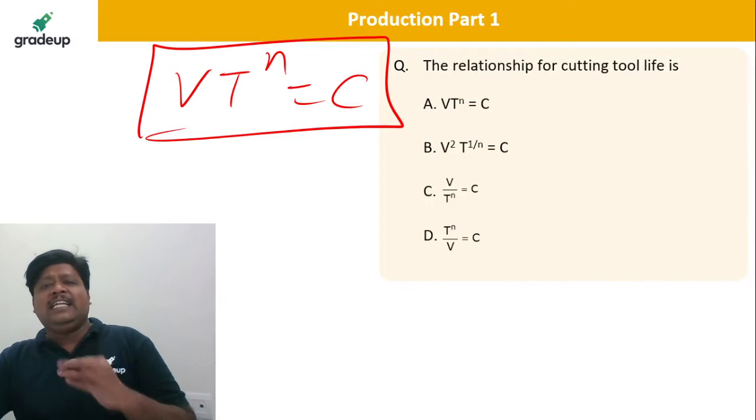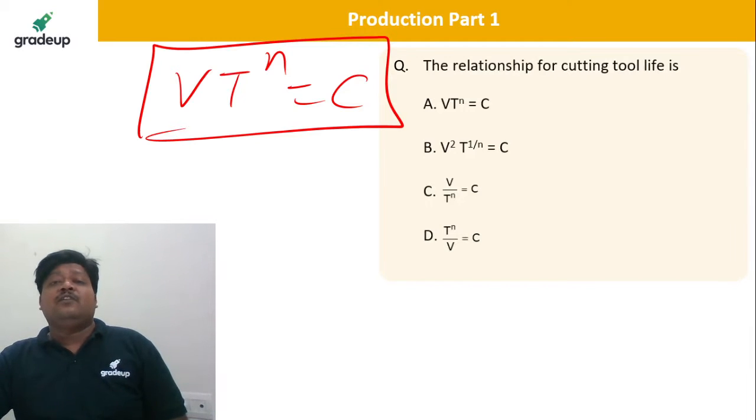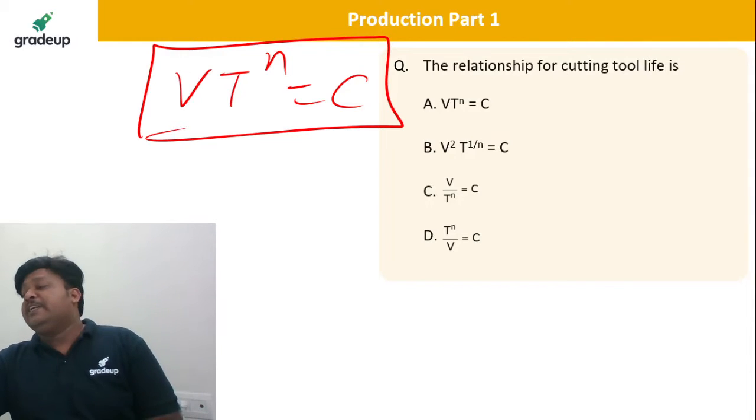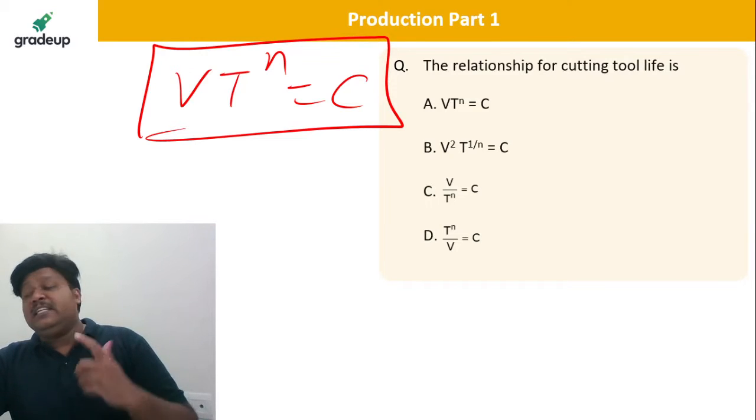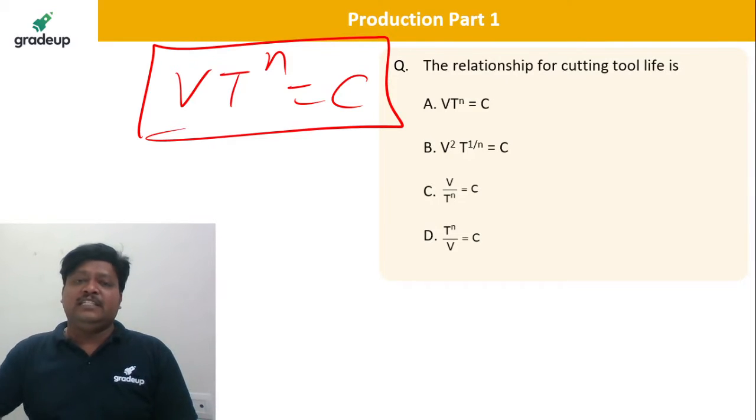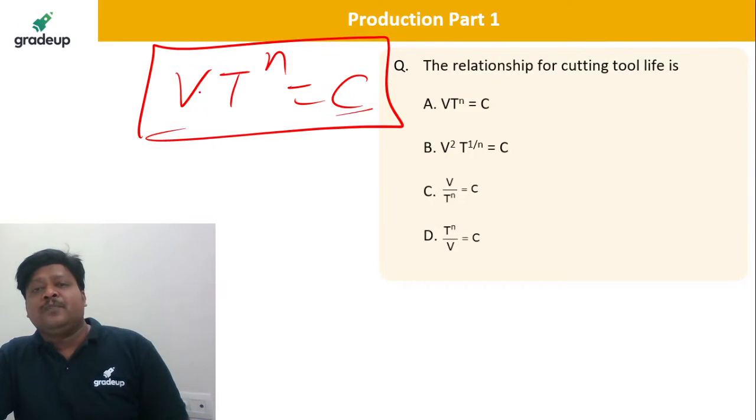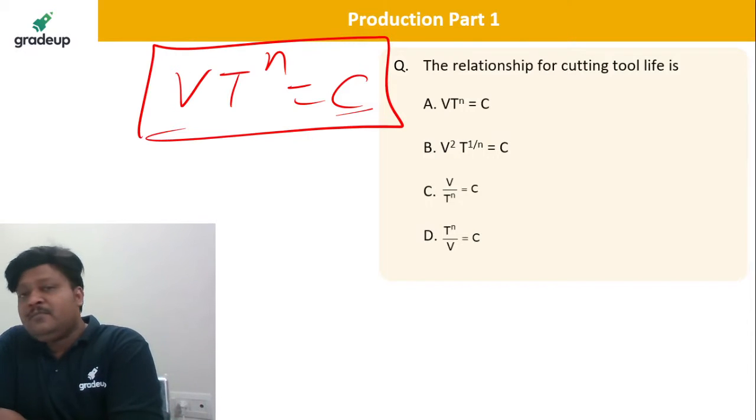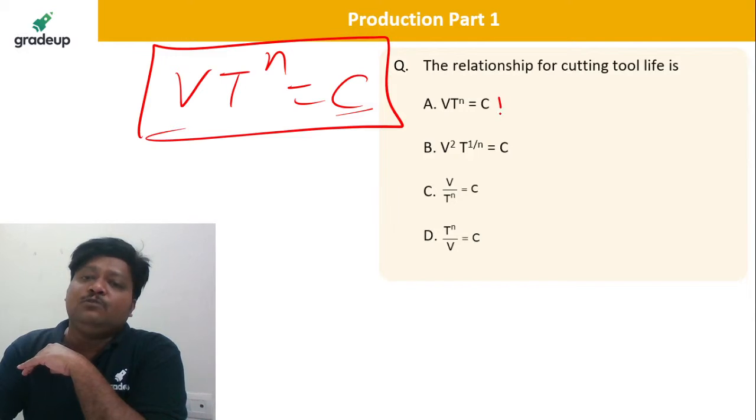He spent his entire life in experiments to find the relationship between the cutting velocity, time, and Taylor's tool life exponent. He was very interested in developing empirical relationships, and finally he developed the relationship VT to the power n is equal to constant. A very useful equation in the measurement of cutting tool life.